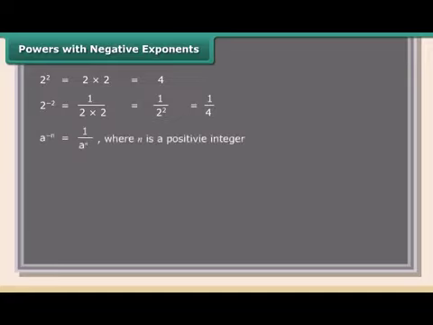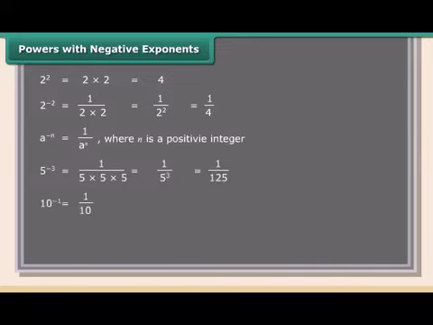Powers with negative exponents. 2^2 = 2 × 2 = 4. 2^-2 = 1 upon 2 × 2 = 1 upon 2^2 = 1 upon 4. a^-n = 1 upon a^n, where n is a positive integer. 5^-3 = 1 upon 5 × 5 × 5 = 1 upon 5^3 = 1 upon 125.